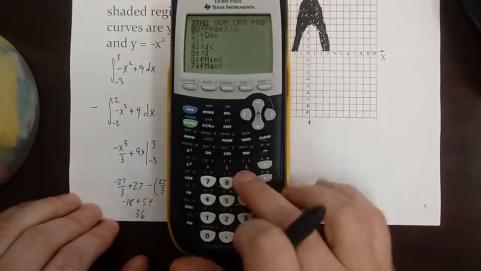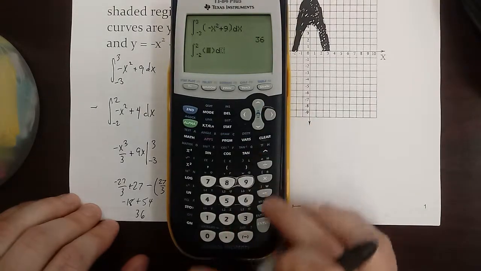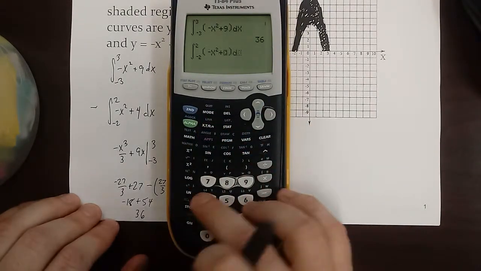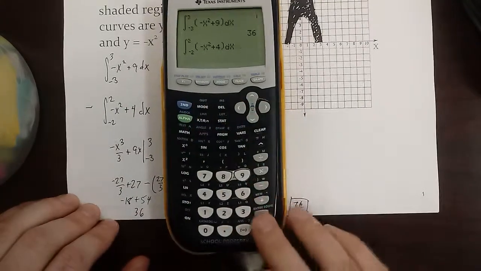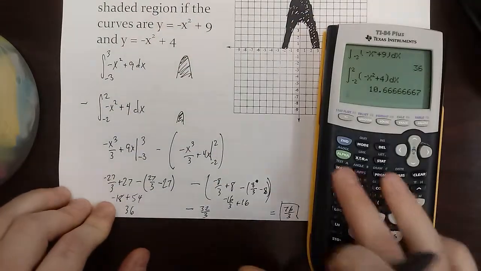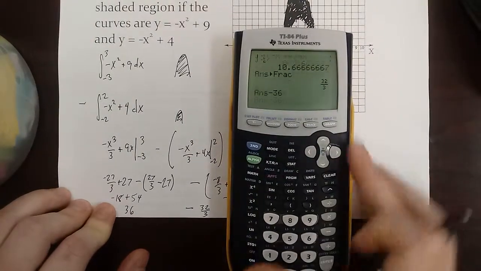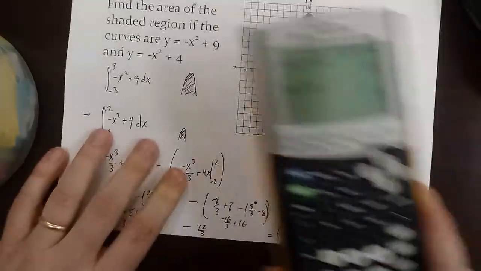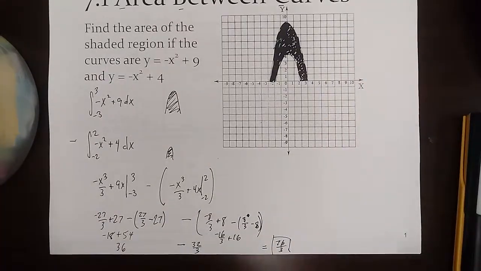It's not going to be any faster to do this, like repeating it. Let's see, negative x squared plus 4 dx. Whoops, nope, dx. All right. So, cool, got the same answer. Good to know. All right, I did arithmetic correctly for once.